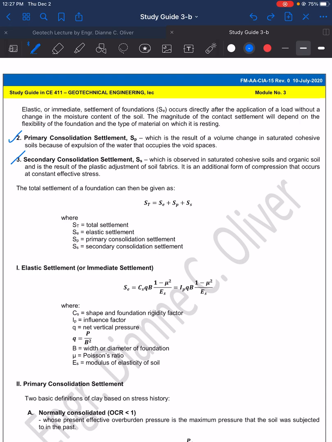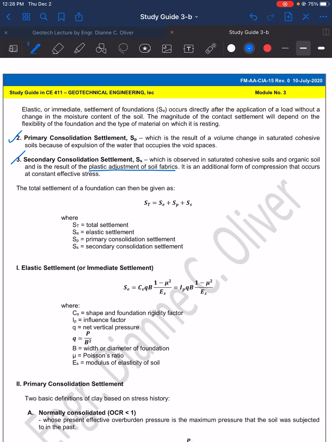Number 3, secondary consolidation settlement, symbol S sub S, which is observed in saturated cohesive soils and organic soil and is the result of the plastic adjustment of soil fabrics. It is an additional form of compression that occurs at constant effective stress. Now, take note of the word plastic adjustment. So what's the difference again between elastic and plastic? Okay, so elastic is temporary. But when we say plastic, okay, the material will experience permanent deformation. Okay, so in this kind of settlement, the soil layer experiences a permanent deformation.